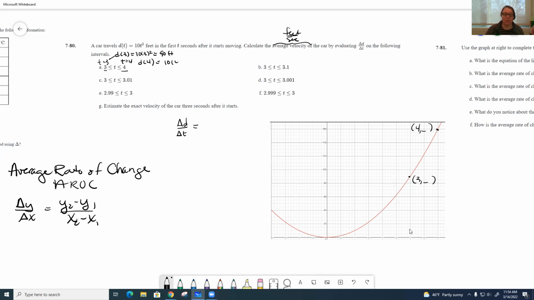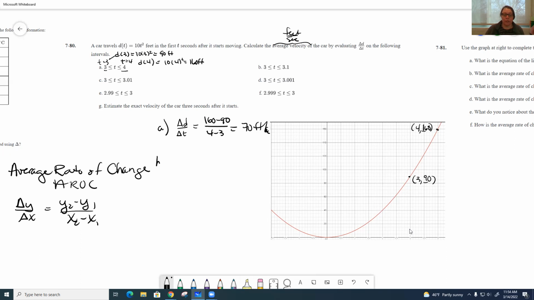So 10 times 4 squared, which is 160 feet. So this is 390 and this is 160. So to get the average rate of change, now I'm going to do what I did before. I'm going to find the change in my distances. So 160 minus 90 over 4 minus 3. So this is part A here, which would be 70 feet per second.